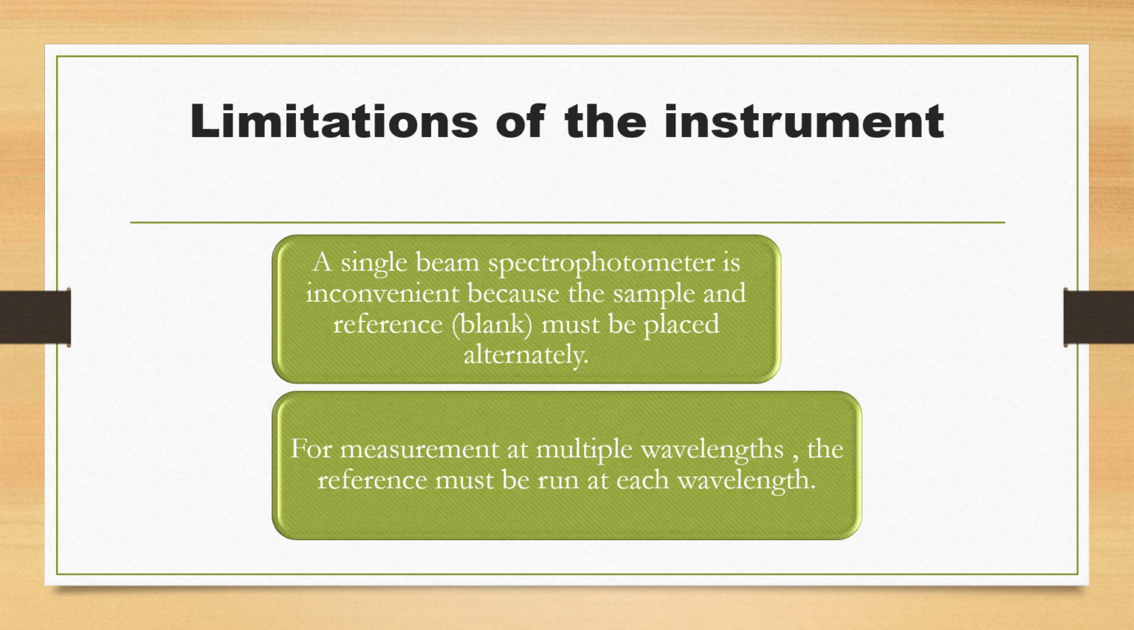There are some limitations of the instrument. A single beam spectrophotometer is inconvenient because the sample and reference blank must be placed alternately. This point indicates that first you place the reference and then place the sample and then note the reading. For measurement at multiple wavelengths, the reference must be run at each wavelength.